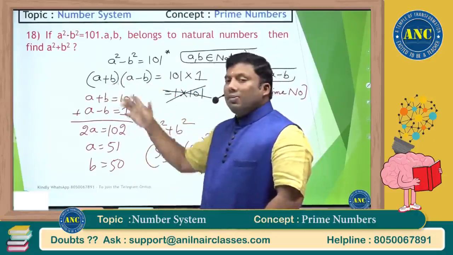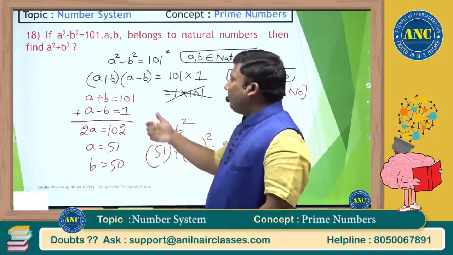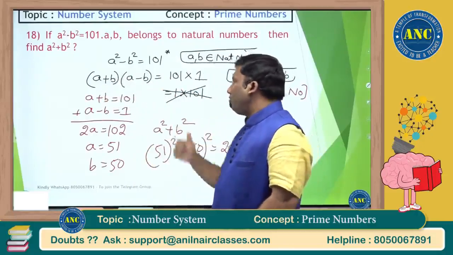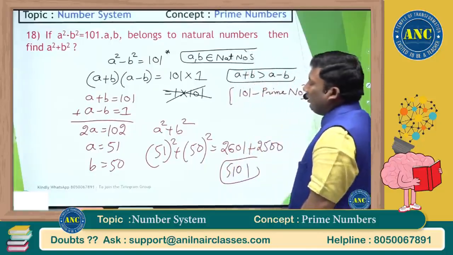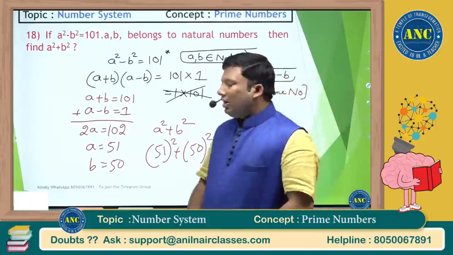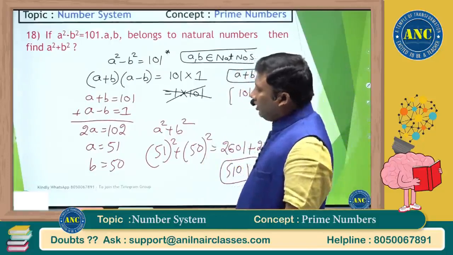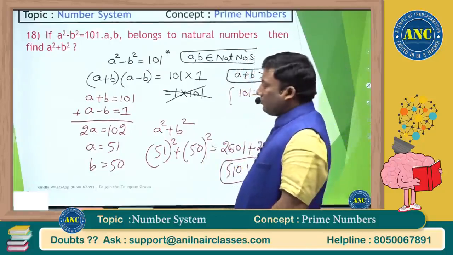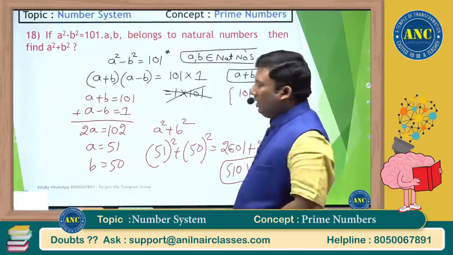I cannot write it as 1 into P. Why? Because A and B are natural numbers. If they are natural numbers, the sum of two natural numbers should be greater than their difference. A plus B is 101, A minus B is 1. 2A is 102, so A will be 51. A is 51, B is 50.